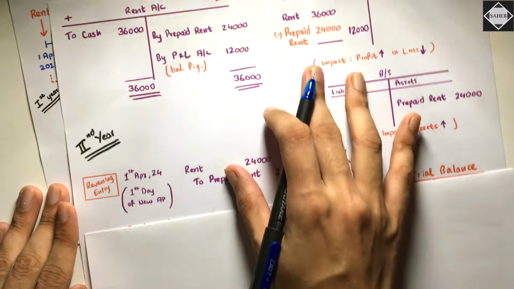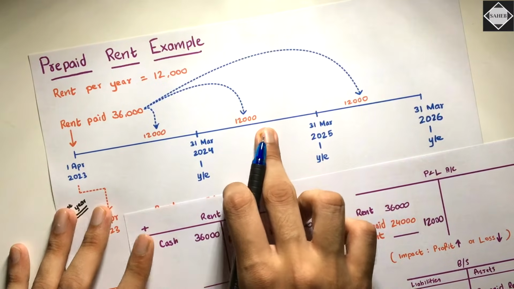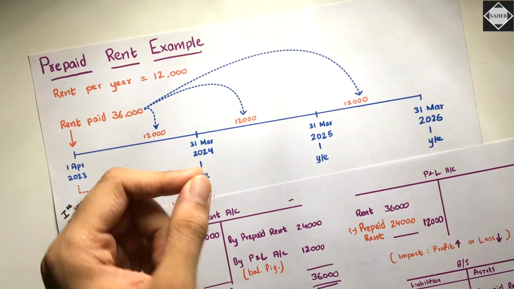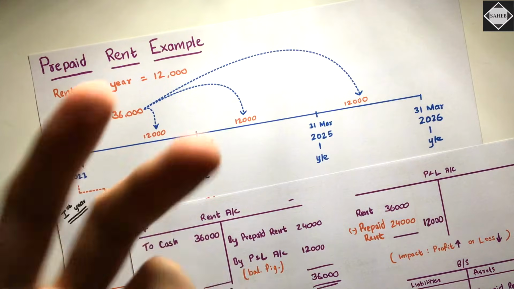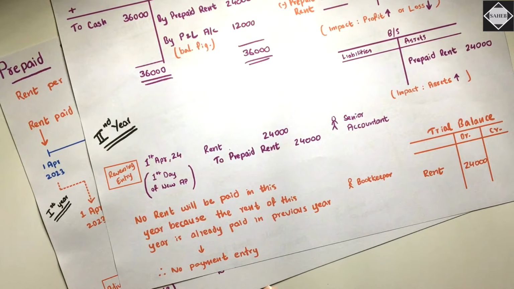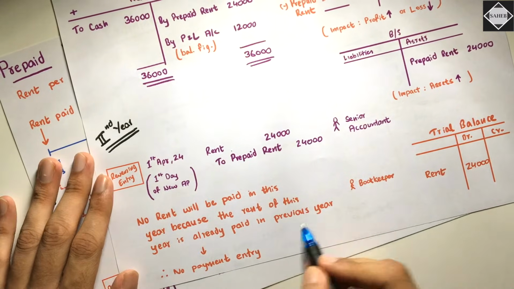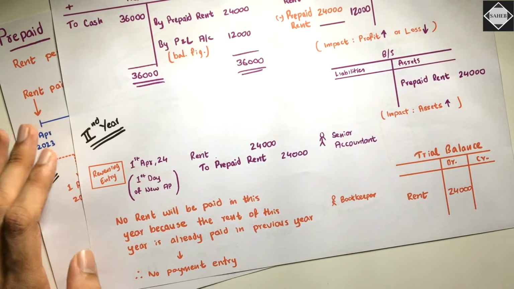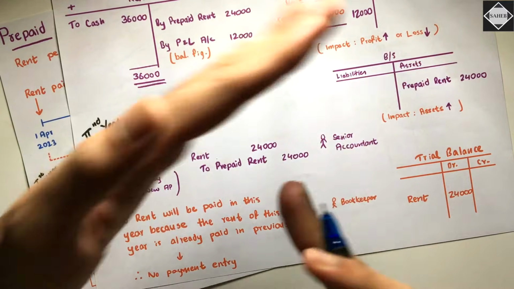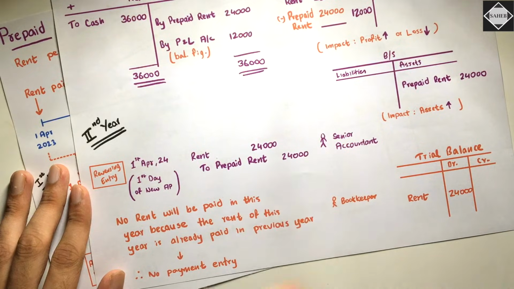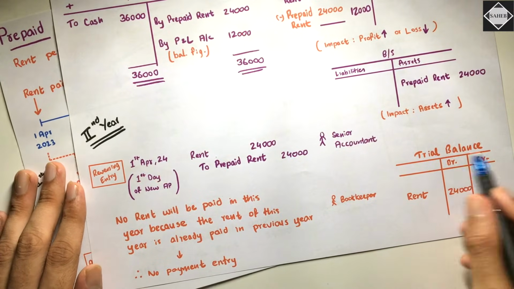So you understood reversal entry happened on first day of the new accounting period. Then here there will be no payment happening of rent, because already rent has been paid this year. So no payment will be happening. The bookkeeper or the junior accountant will not pass any payment entry because no payment has happened, right? So see here, no rent will be paid in this year because the rent of this year is already paid in previous year. So no journal entry, no payment entry, right? So then what will happen? Bookkeeper will prepare the rent account. In rent account he will take this 24,000. And this 24,000 as a balancing figure will hit where? It will hit trial balance.